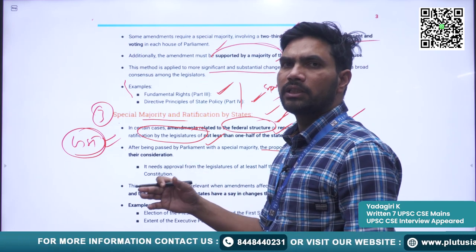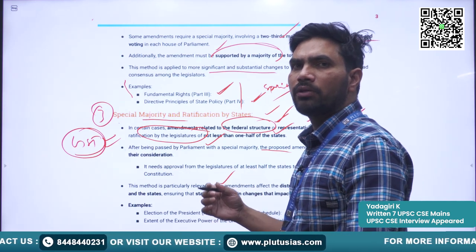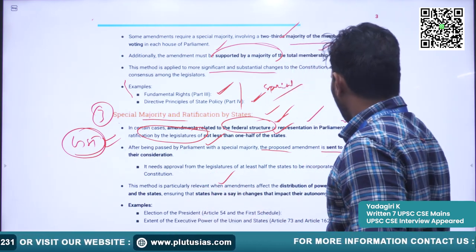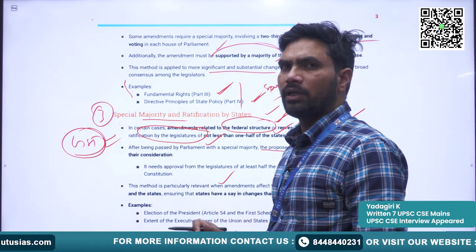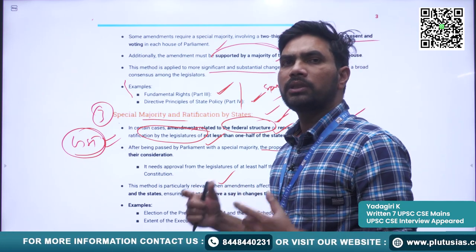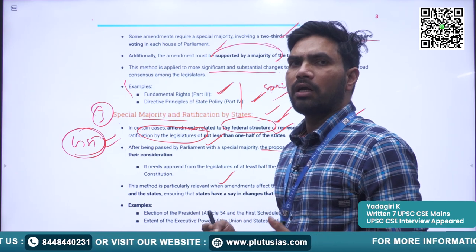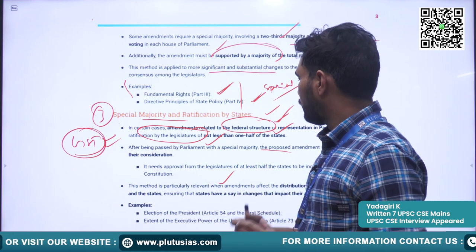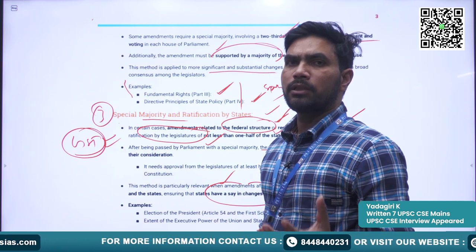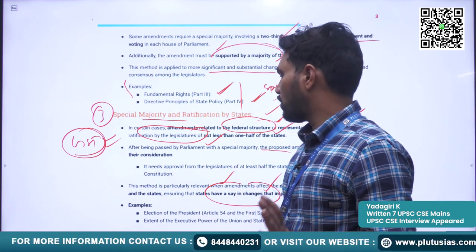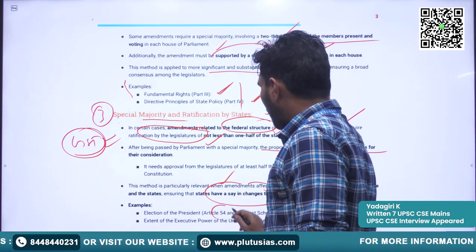So subsequently, the states have to ratify, right? This power has been given to the states so that in the distribution of powers between the center and states, this applies to the federal features we have seen. It is to give some say to the state governments, because directly or indirectly their powers are also being affected. Because of this, states have been given some say in changes pertaining to the federal aspects of the constitution. Some of the examples are election of the president, Article 54.